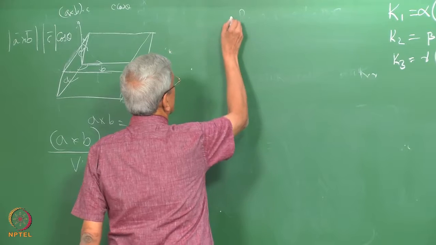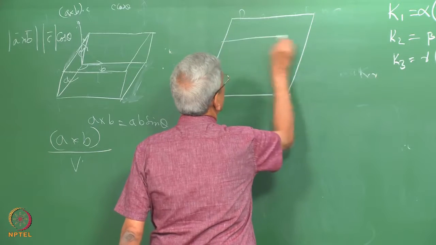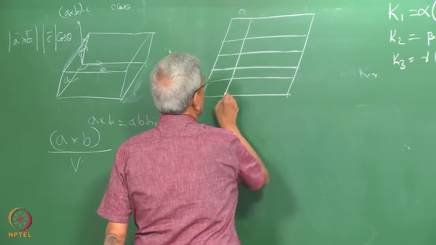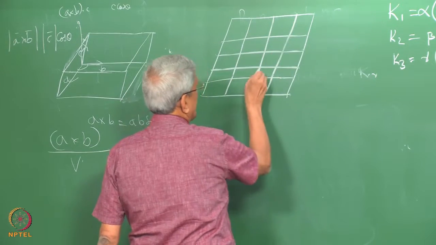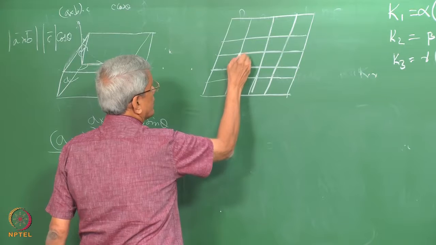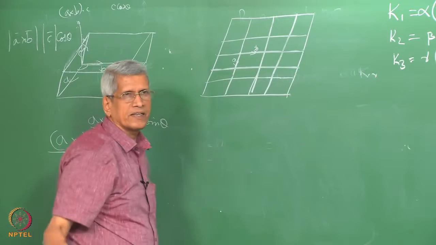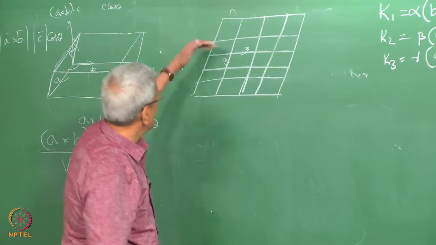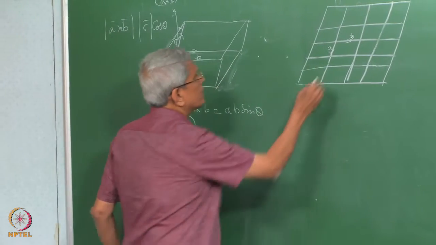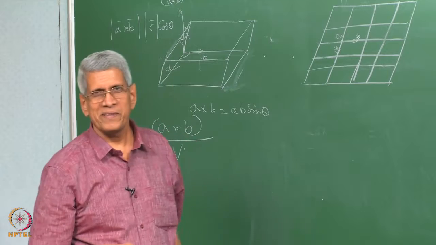Suppose we take this is a lattice. You take an origin from here, this is A and this is B. So these are all the A planes, correct? And consider that this is C, which is perpendicular to the board. So is it clear? You can work it out later.